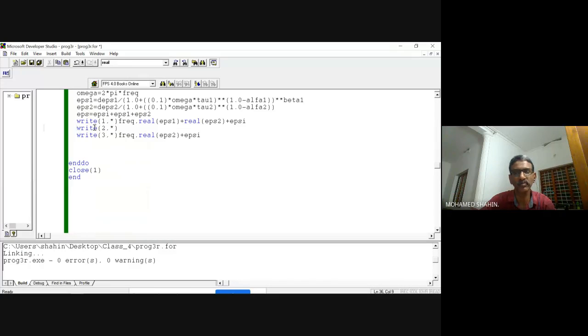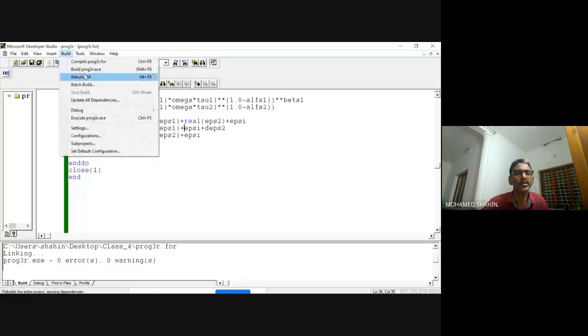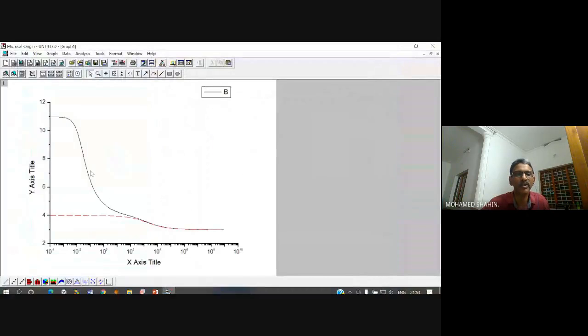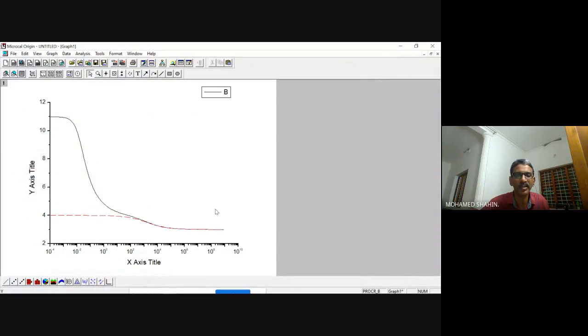Again, I have to write frequency, Control C, real part of epsilon 1 plus epsilon infinity plus delta epsilon 2, or delta epsilon 2 plus epsilon infinity, whatever, both are the same. Build, rebuild all, build, execute. I executed it. I know that that thing would have come. Now you will be able to see the single process, the primary process alone.